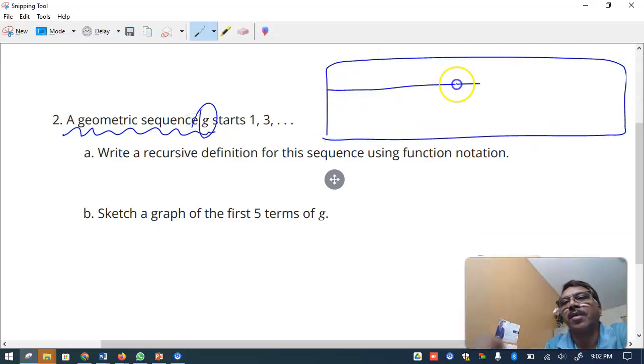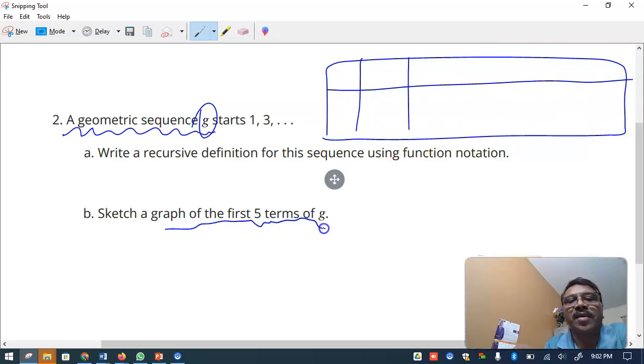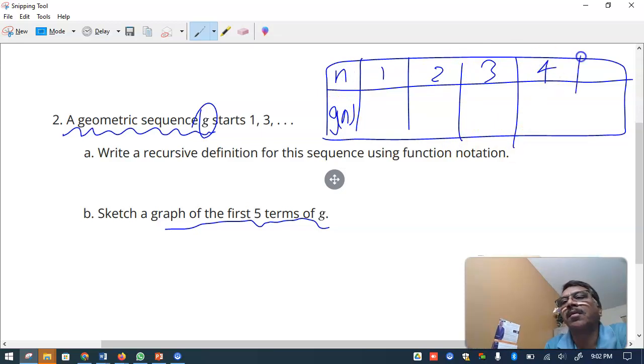So I want you to draw this so that you get an idea. And he wants us to find the first 5 terms in the sequence. So the name of the sequence is G of n. So this is step number 1, 2, 3, 4, and 5. So the very first 2 terms are given, 1 and 3.